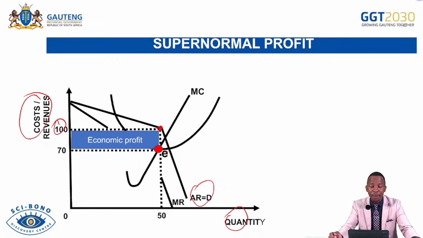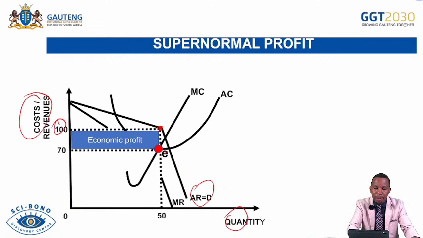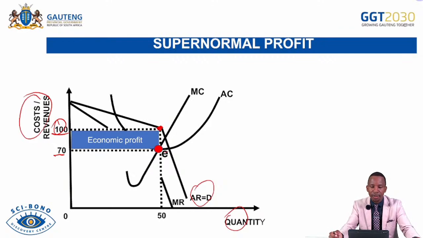The reason for this being economic profit or supernormal profit is because our average cost is turning below our average revenue. Look, our average revenues are up there being 100. Here they are, but our average costs are down there being 70. So revenues are more than cost of doing the business. Therefore, the firm is making what we call a supernormal profit, and the shaded area indicates supernormal profit.